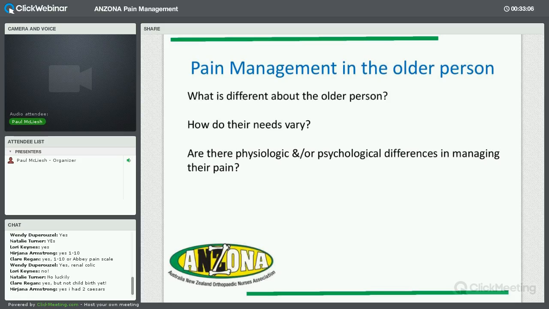There are some physiological and psychological differences in managing older people's pain. Do you have any ideas about how pain management in the older person might be different? And type something in if you can think of anything. Yeah, definitely. So their ability to metabolise and excrete the medications is quite a lot different. That's probably one of the main ones. Everyone's getting that one, that's good.